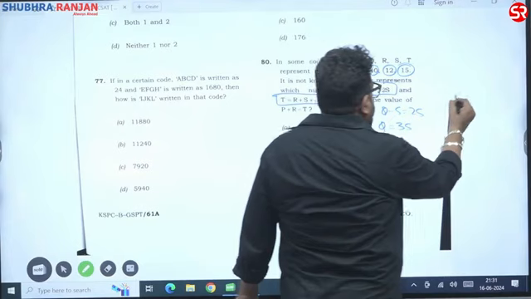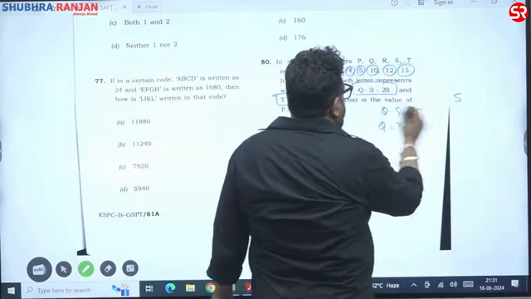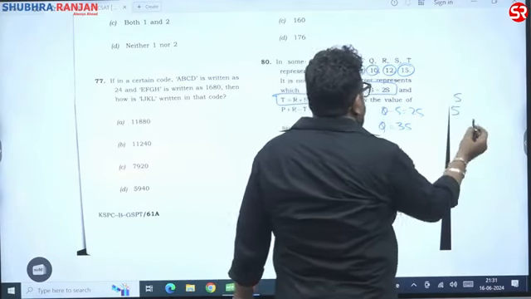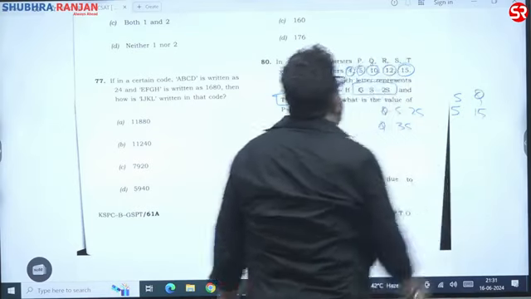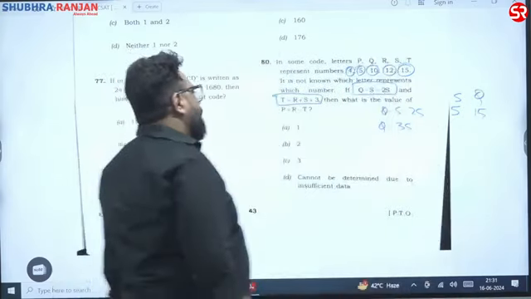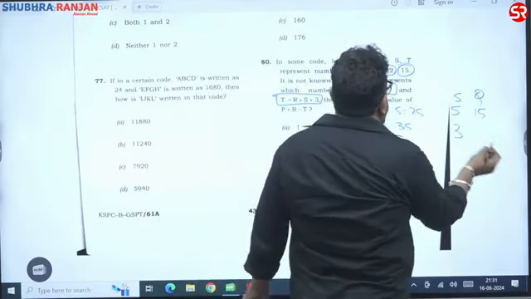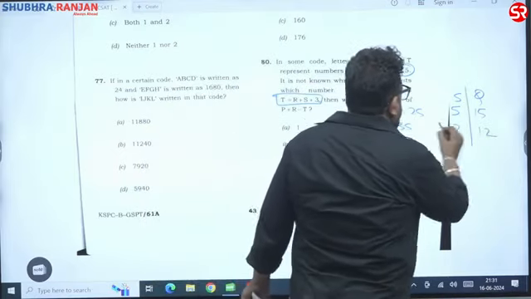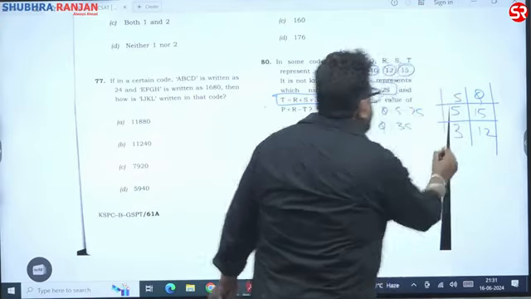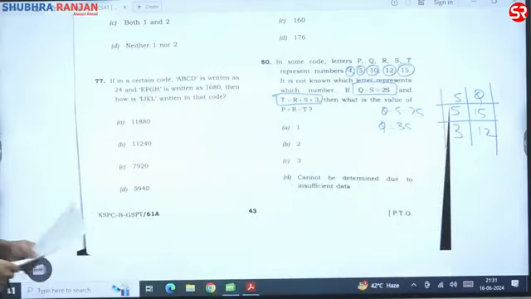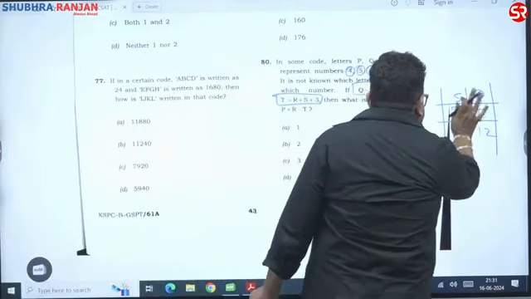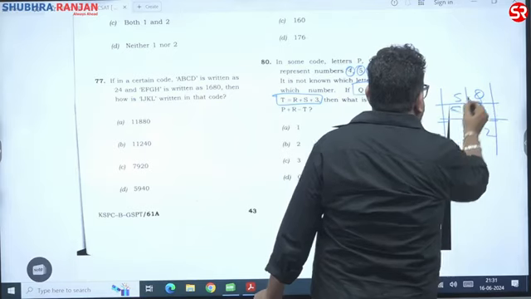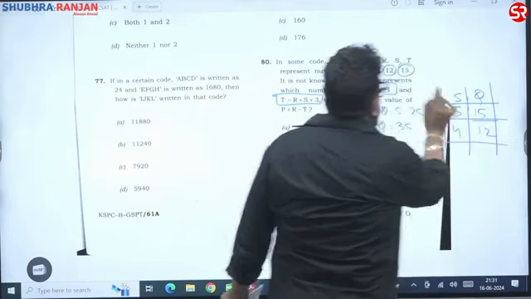So S can be 5. If S is 5, in that case Q is 15, or S can be 3, in that case it is 12. So these are two possible things. These two values are possible for S. It is not 3, guys, it is 4. Sorry, 4 and 2, sorry, right?